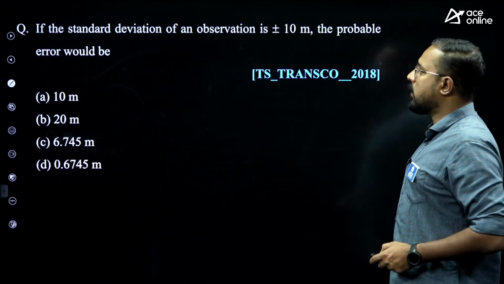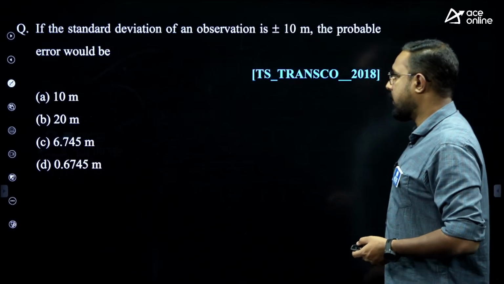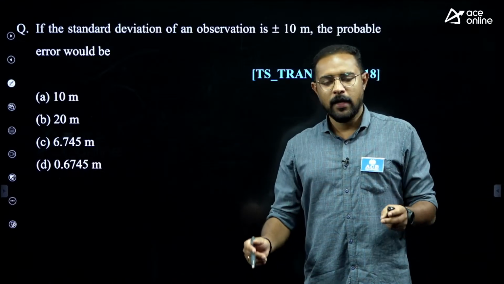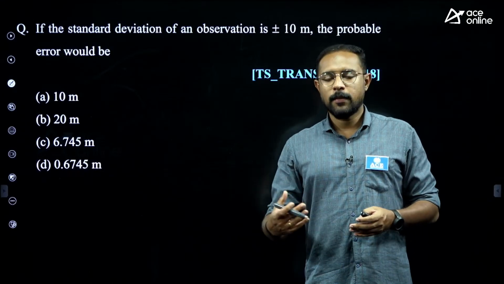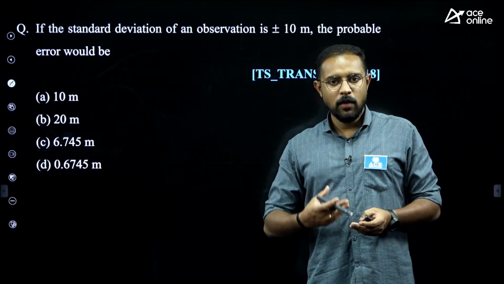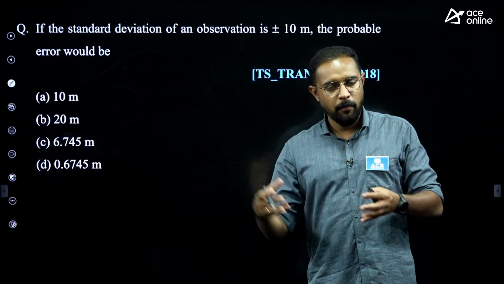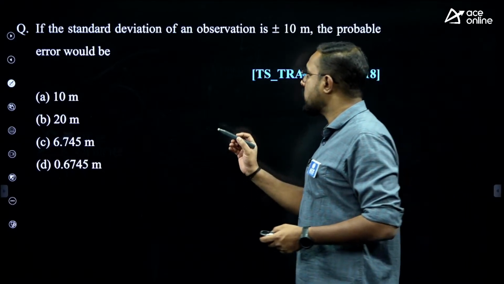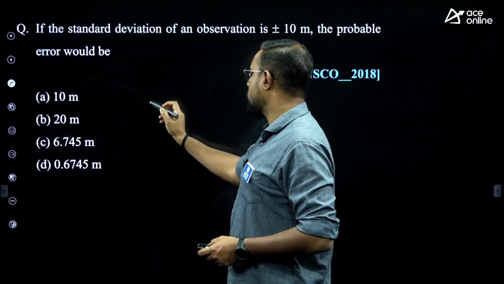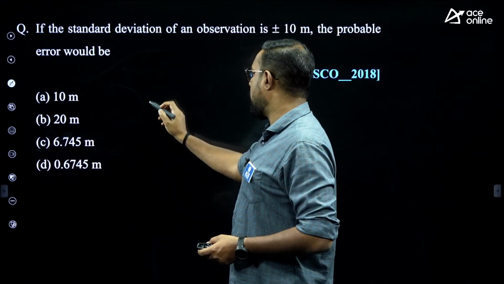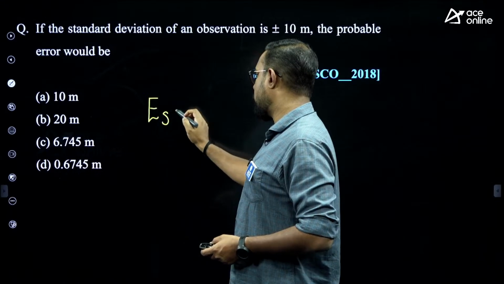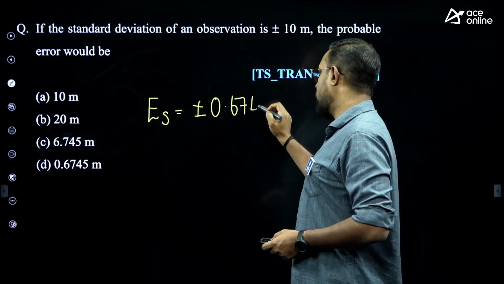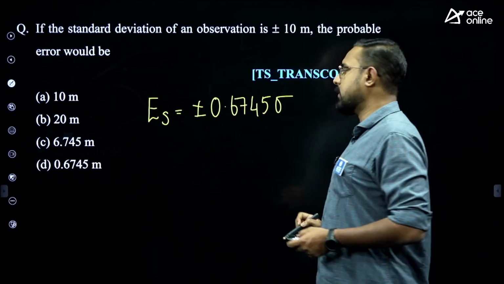The standard deviation of an observation is plus or minus 10 meters; the probable error would be? This is a slightly advanced topic in our syllabus. It is about propagation of errors, about how a probable error propagates to our measurements. Here there is one standard equation for us. The probable error for a single observation is plus or minus 0.6745 sigma. This is our equation.